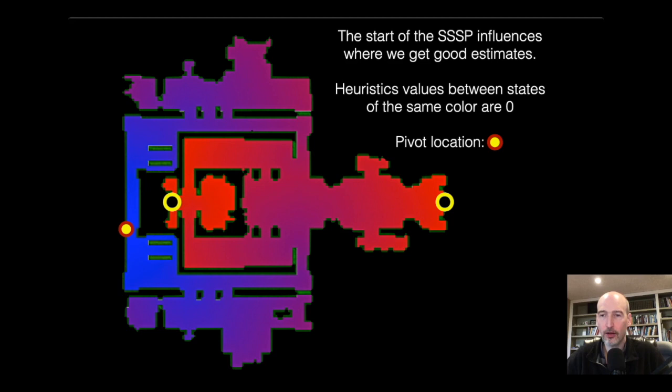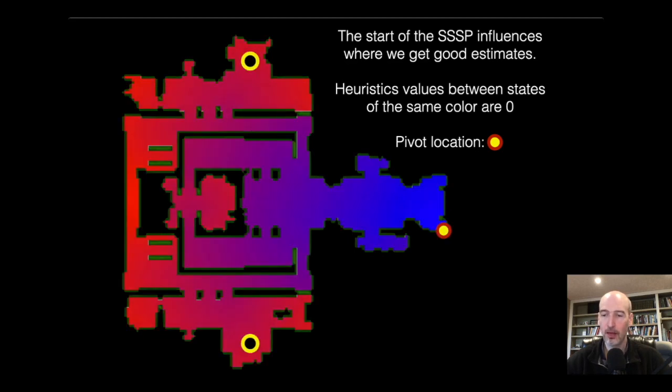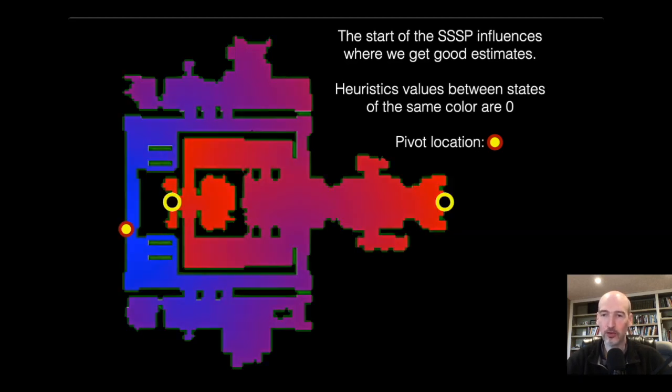What we see here is that for that particular pivot, the yellow states, because they're both the same color, will have a heuristic of 0 between them. Using a single pivot here is going to impact where we get good heuristics and where we get bad heuristics. Generally speaking, the idea is we would want to use multiple pivots. By using multiple pivots, we get good heuristics in different places.